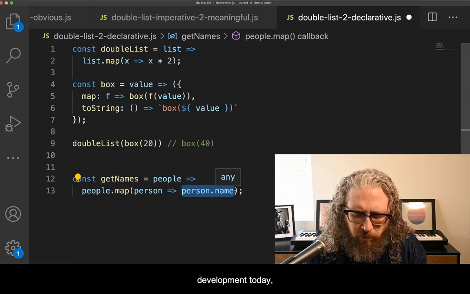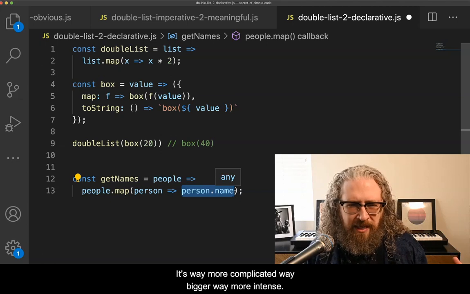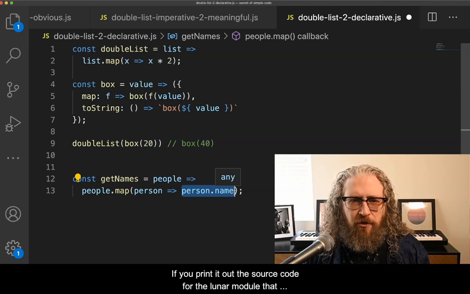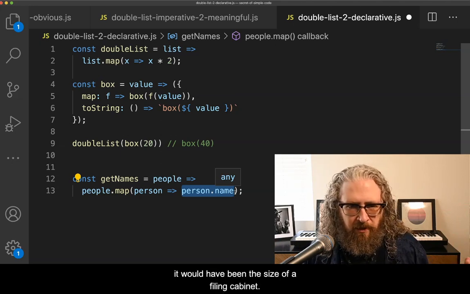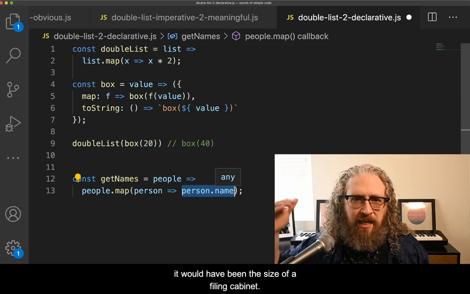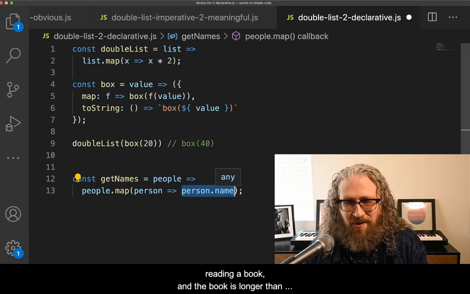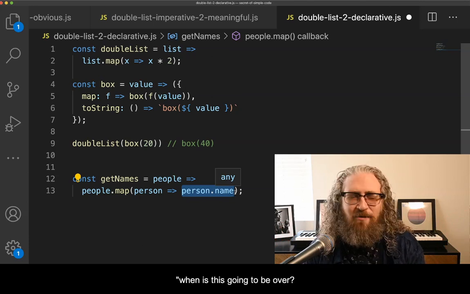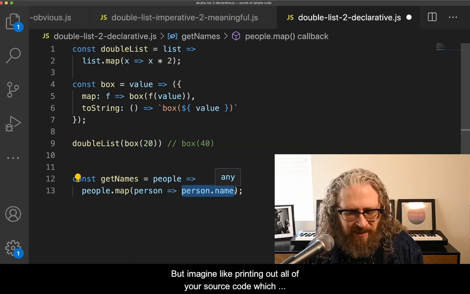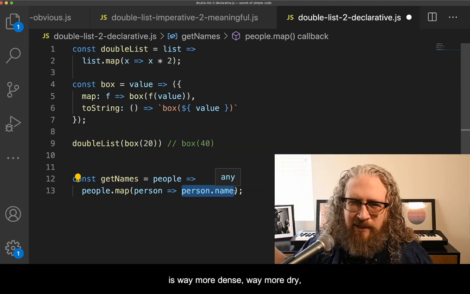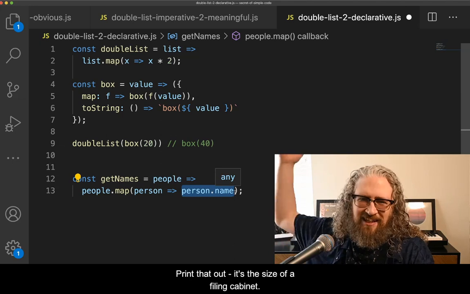But in software development today, it's way more complicated, way bigger, way more intense. If you printed out the source code for the lunar module that was used to land on the moon, right? It would have been the size of like a filing cabinet, which sounds huge, right? Because if you think about reading a book, if a book goes longer than 400 pages or so, I'm like, when is this going to be over? When am I going to be done learning this? But imagine printing out all of your source code, which is way more dense and way more dry, way harder to read than a regular book, right? Print that out. It's the size of a filing cabinet.